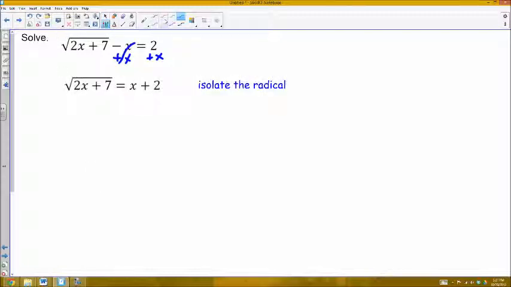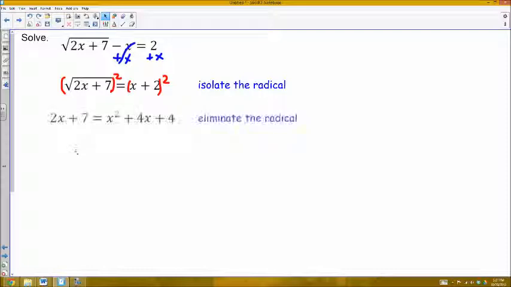And once you've isolated your radical, I can now undo what that radical does by squaring both sides of the equation. By squaring both sides, the left-hand side will become just 2x plus 7. And the right-hand side I can FOIL, or I can use that perfect square pattern to expand it out. And notice that that radical is now eliminated. This is now basically just a quadratic equation, and if I rewrite it in standard form, I can solve it like any other quadratic.